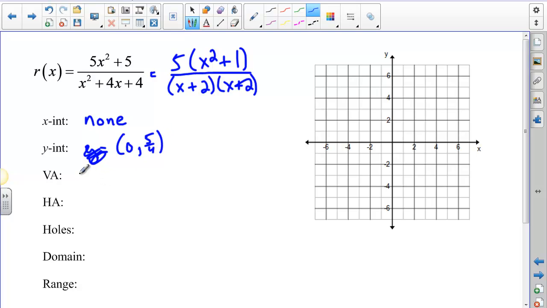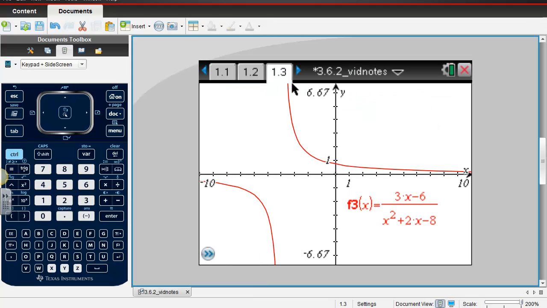Vertical asymptotes occur when x equals negative 2 because that's the denominator. Horizontal asymptote is going to be y equals 5 because my degrees are the same and 5 over 1 is 5. There are no holes. And so I can come in here and say vertical asymptote at x equals negative 2. Horizontal asymptote at y equals 5. And y-intercept at 1 1/4. Go to the next graph.